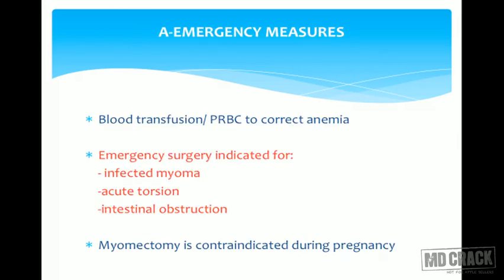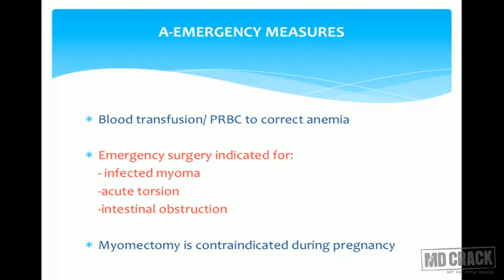What are the emergency measures to be taken before the patient is getting ready? Sometimes if she has severe anemia, we may need to have blood transfusions to correct the anemia. Emergency surgery is indicated only if the myoma is infected, there is acute torsion, or there is intestinal obstruction. In those cases only we need emergency surgery. Otherwise, we don't need emergency surgery for myoma.